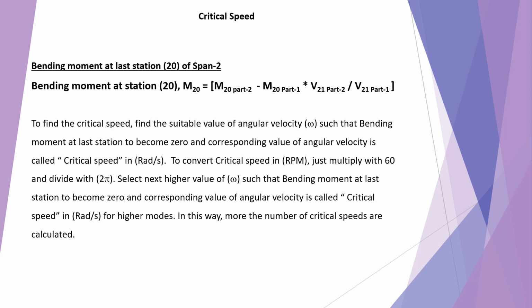To convert the critical speed into RPM, multiply by 60 and divide by 2 pi. Select the next higher value of omega such that the bending moment at the last station becomes 0, and the corresponding value of angular speed is called the critical speed in radian per second for higher modes. So in this way, more critical speeds are calculated.